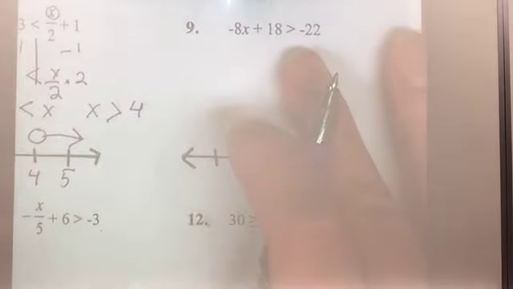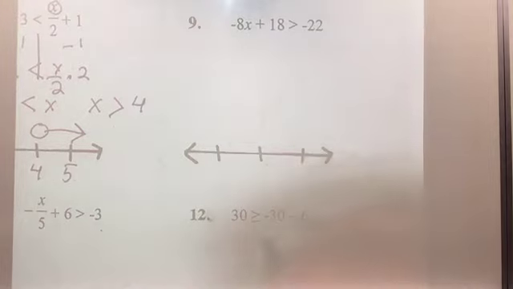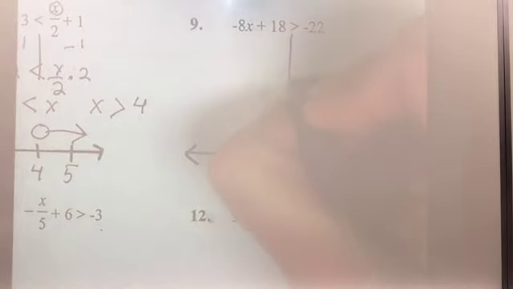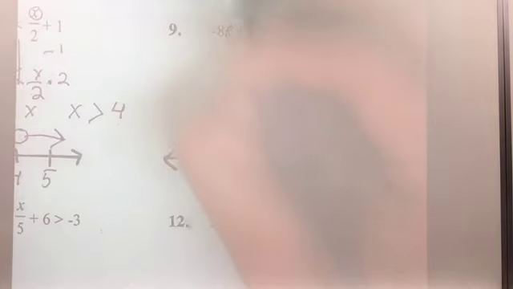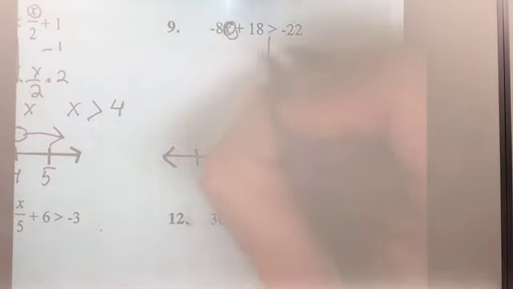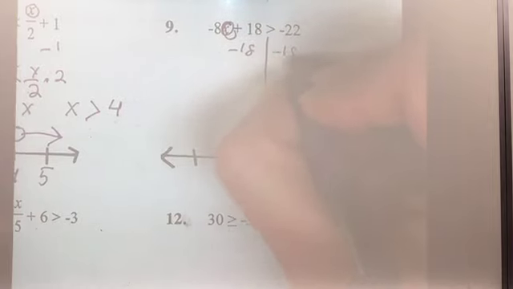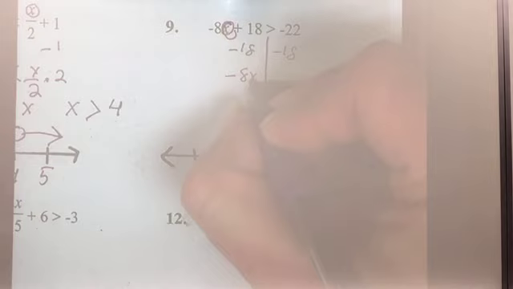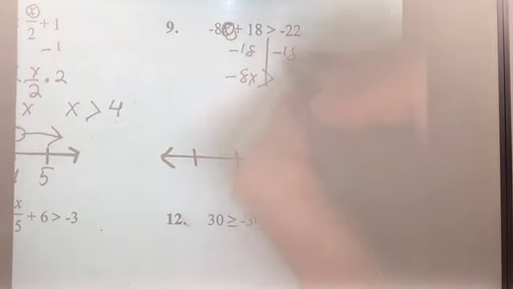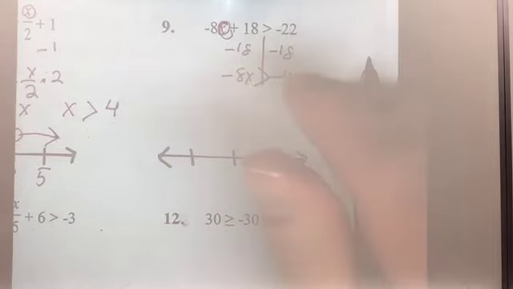Number 9. Draw your line. Find your variable. Find the variable right there. Now, I've got plus 18, so subtract 18 from both sides. Negative 8x is greater than negative 40.